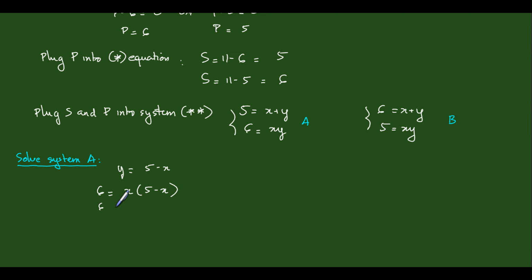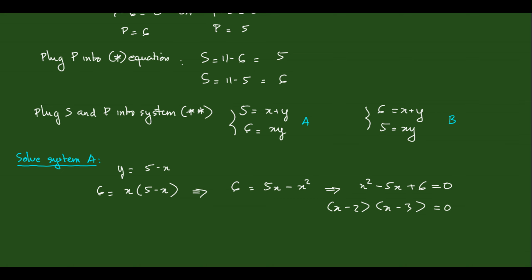Let me do it over here so that we can save some space. So my equation becomes 6 equals phi x minus x squared, right? So I can reorder them. I can have x squared minus phi x plus 6 equals 0. And now you can factor them out. Alright, so you have x minus 2, x minus 3 equals 0.